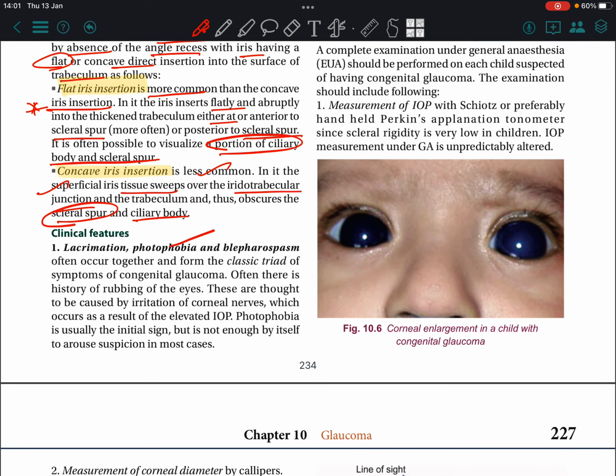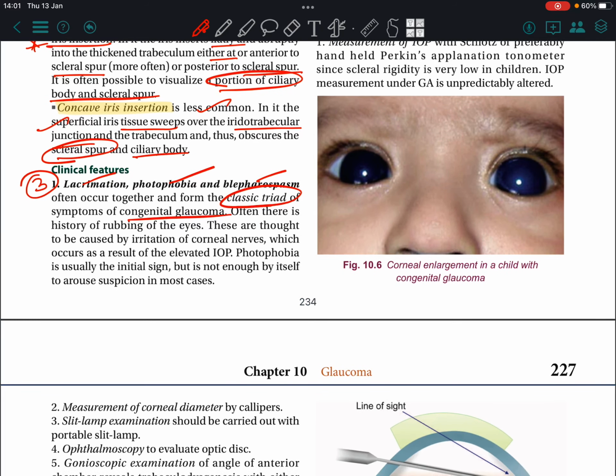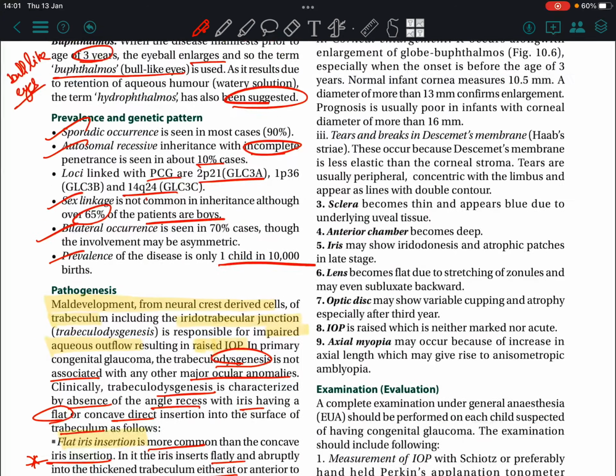Clinical features: lacrimation, photophobia, blepharospasm, etc. These are often together and form the classical triad of congenital glaucoma: lacrimation, photophobia, and blepharospasm. Often there is a history of rubbing of eyes. It is caused by irritation of corneal nerves which occurs as a result of elevated IOP. Photophobia is the initial sign.